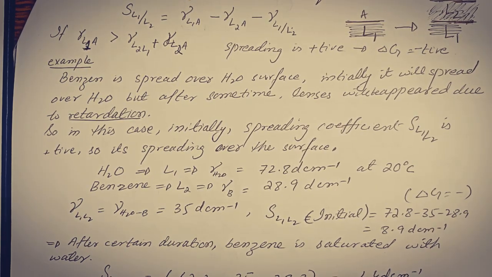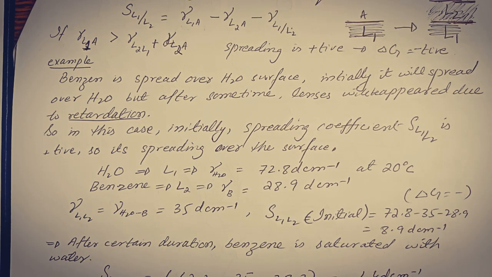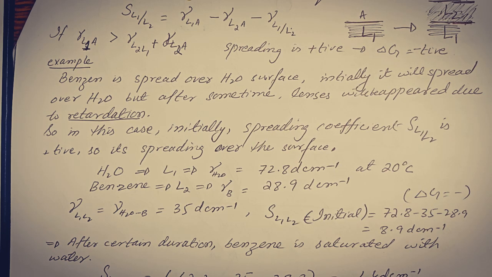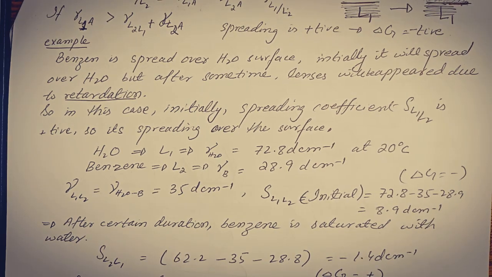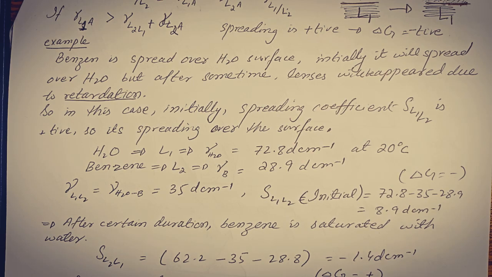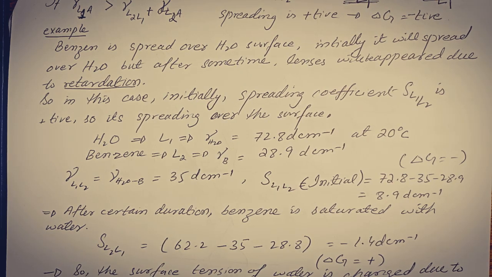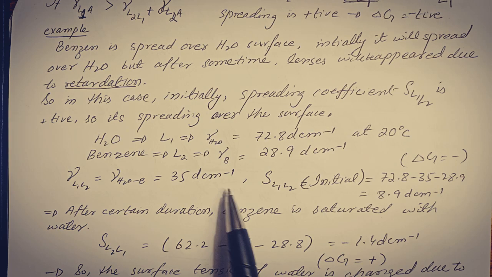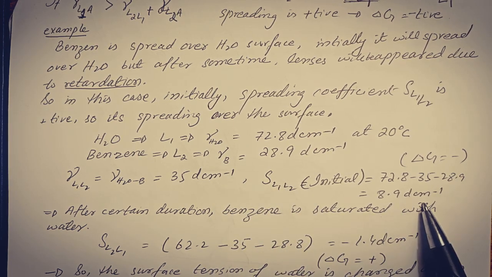So let's discuss an example of spreading. Here benzene is spread over the water surface. Initially it will spread over the water, but after some time lenses will appear due to retardation. So in this case, initially the spreading coefficient between liquid 1 and liquid 2 is positive, so it spreads over the surface. Initially the surface tension measured for the water, that is liquid 1, is 72.8 dynes per centimeter at 20 degrees centigrade, and the surface tension for the benzene is 28.9 dynes per centimeter. And the calculated value of interfacial tension is 35 dynes per centimeter. So the overall spreading coefficient is 8.9 dynes per centimeter. That is the positive one.